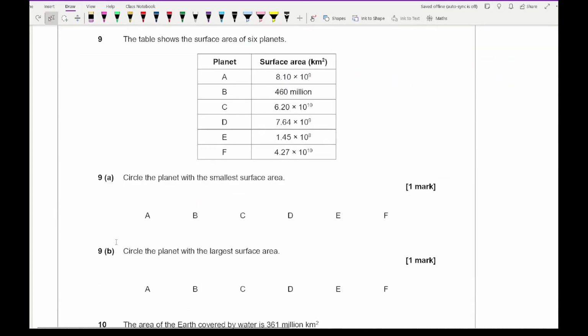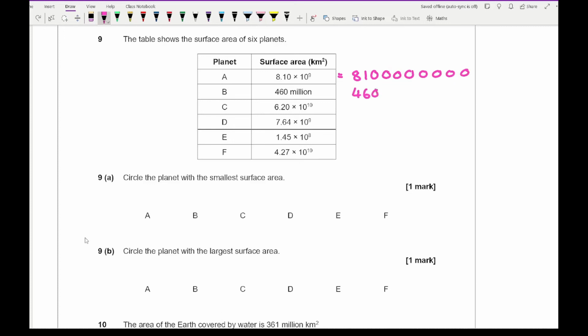Then moving on to our last set of questions, it says that the table shows the surface area of 6 planets, and the question is asking circle the planet with the smallest surface area. So again, what we want to try and do is to neatly convert all of these numbers into ordinary form. So this one's going to be 8, 1, and then it's going to have 8 zeros. So 1, 2, 3, 4, 5, 6, 7, 8.